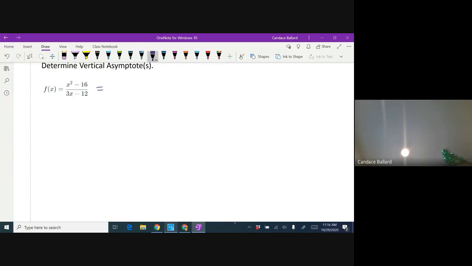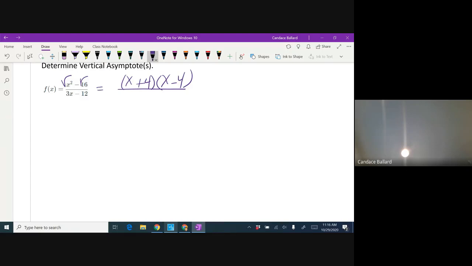Anybody know what kind of factoring I got to do in that numerator there? Tell me in the chat. What do we call it? Who remembers? What do we call that factoring in the numerator? Okay, Erica's saying difference of squares. So that means I've got to take the square root of the front, which is x. Fallon's got it too. Good job. Take the square root of the back, which is 4. Make 1 a plus and 1 a minus.